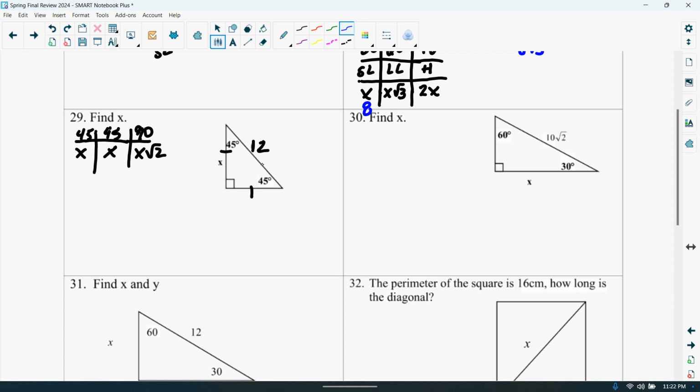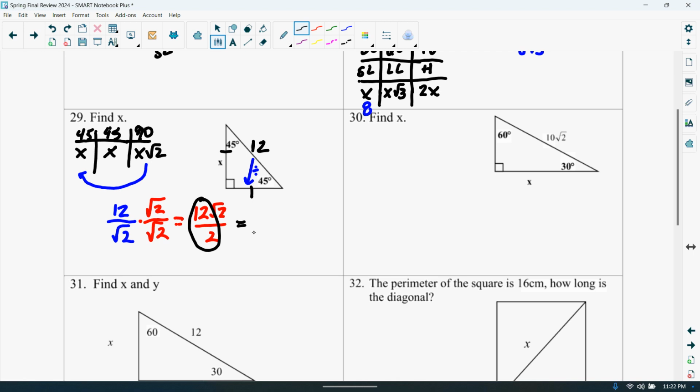Here we're going from big to small. Anytime we go big to small, we divide. So that means I'm going from here to here, which means I'm dividing the 12 by root 2. And I cannot leave a radical on the bottom. We have to rationalize that, which means this becomes 12 root 2 over 2. Because we want to get rid of the radical at the bottom, and this can be simplified. So 2 can go into 12 6 times, so 6 root 2 is our answer.